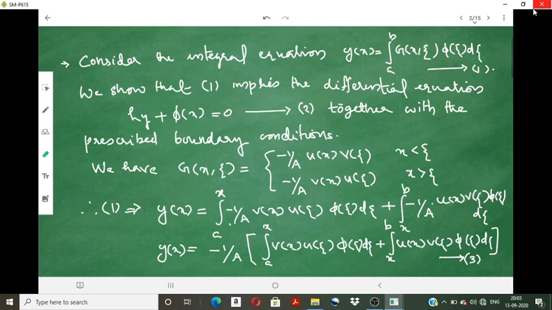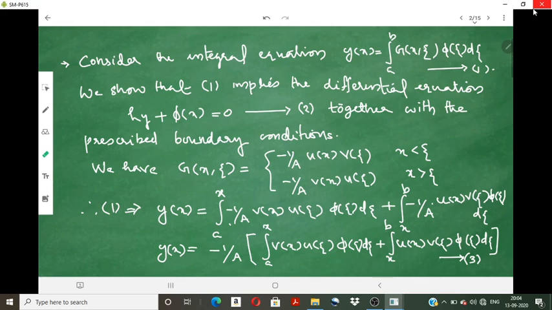First of all, we have formulated the Green's function from the differential equation Ly plus phi of x equal to 0 together with the homogeneous boundary conditions given. Now we are doing the converse process. For that, consider the integral equation y of x is equal to integral a to b g of x theta phi theta d theta, and number it as equation number 1. We show that equation 1 implies the differential equation Ly plus phi of x equal to 0, which is equation number 2, together with the prescribed boundary conditions.